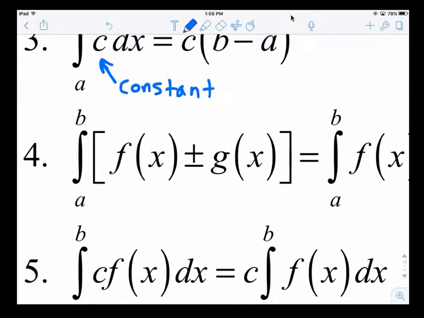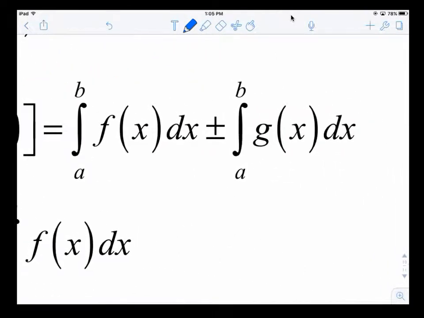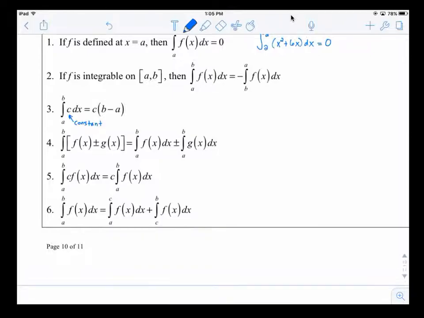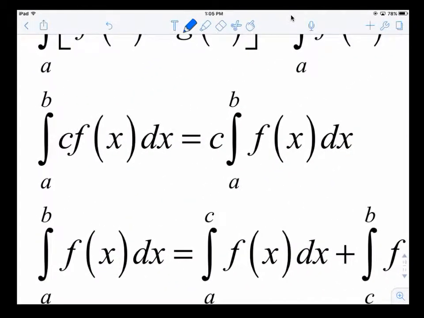Number 4 is pretty self-explanatory. If you have one function plus another one, or one function minus another one, you can split them up. You can take just the first one, evaluate it, then take the second one and add or subtract them depending on the problem. If you have a constant being multiplied to a function, I can put that constant out front, integrate just this part here, and once I get that answer, I can multiply it by whatever my constant was.